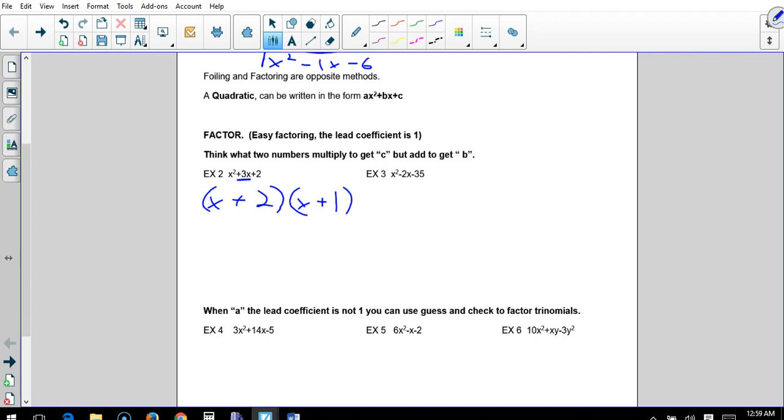And we can test this out. Did we get it? Let's FOIL it. That'd be x squared plus 1x plus 2x plus 2. And then 2x plus 1x would join together to be 3x. Let's try this one.